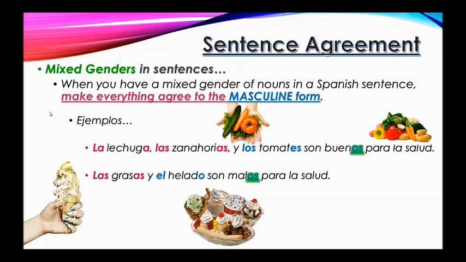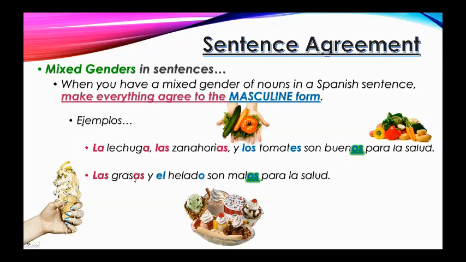An example of this, or a couple examples of this, would be la lechuga, las zanahorias. Both of those are feminine. And then we have los tomates. Even though we have more feminine things in the sentence than masculine, we have to make bueno or buenos masculine. We have to make it agree that way. So now we have la lechuga, las zanahorias, y los tomates son buenos para la salud. You cannot say buenas.